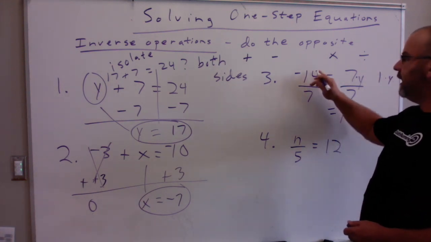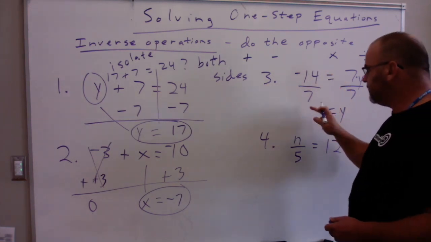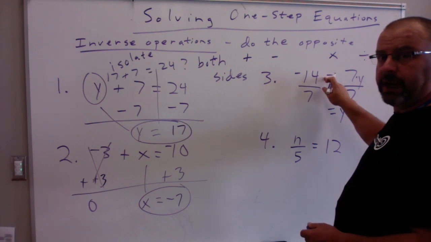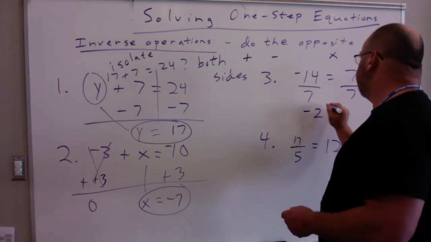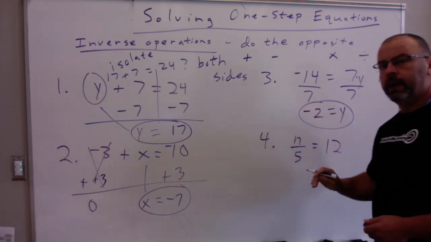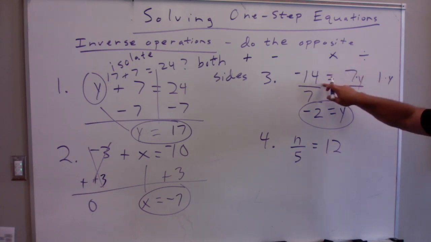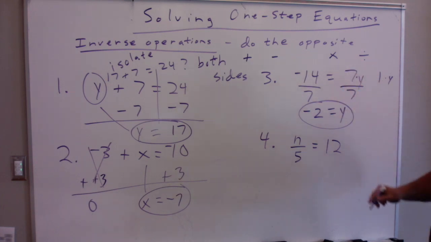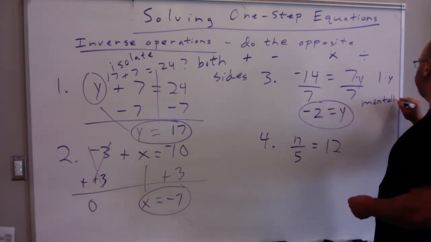Equals, what's negative 14 divided by 7? 7 goes into 14 2 times. A positive going into a negative. Negative divided by a positive is a negative. So the answer is negative 2. So quickly, does negative 2 times 7 equal negative 14? It sure does. So we can check this by doing it in our head, or doing it mentally.